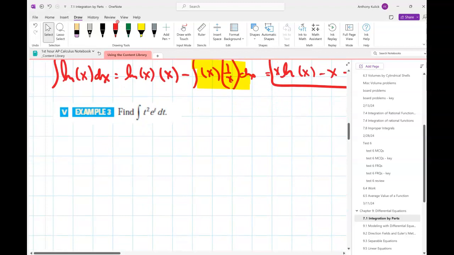Let's do another. Is the pace okay? Am I going too fast? It's all right.